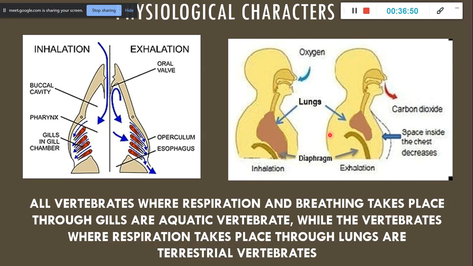So terrestrial means living on the land. So they are living on the land, they are terrestrial vertebrates. And they are living in the water, therefore they are known as aquatic vertebrates. So you are classifying immediately, they are grouping them differently.